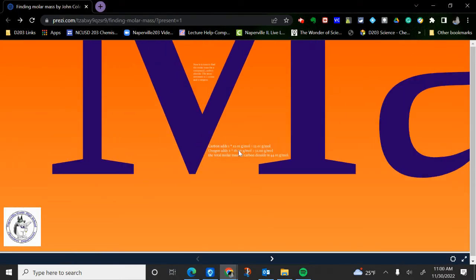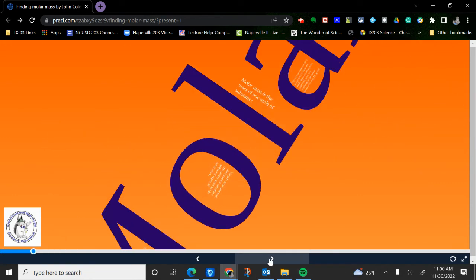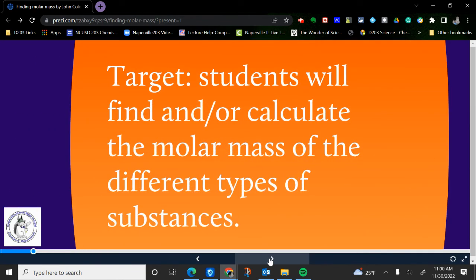So we need to know about molar mass. What is molar mass? And I apologize if you guys get a little nauseous, but I love doing it this way. This makes me happy. Our target for today is that you will be able to find and or calculate the molar mass of different types of substances.